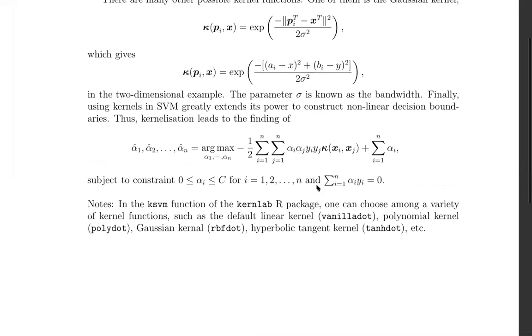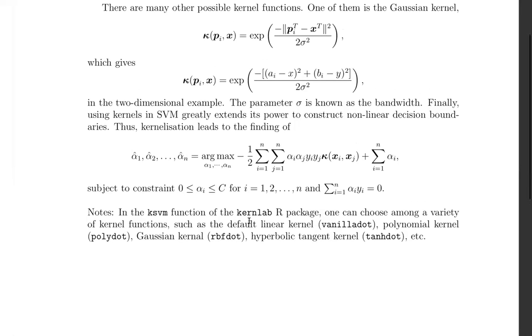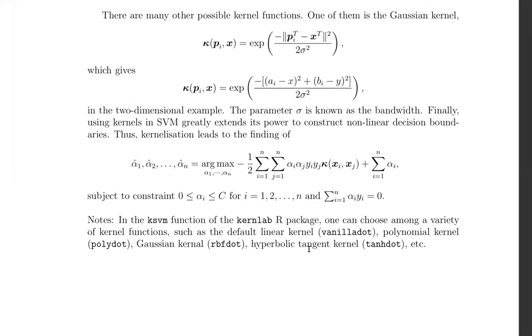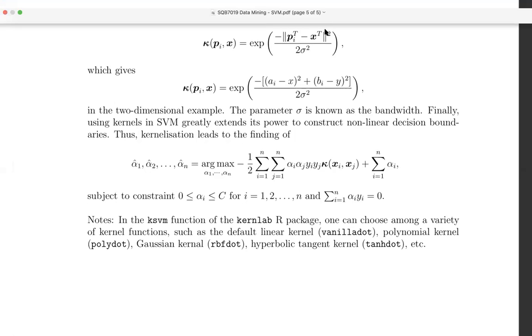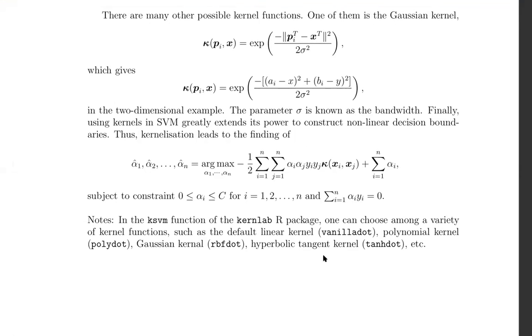Because of that, the kernels that are available are the linear kernel. In R, that's called vanilladot, right? Vanilla means original. Then the polynomial kernel, polydot. The Gaussian kernel, rbfdot, which is also called radial basis function. Radial basis function is your Gaussian kernel. And the hyperbolic tangent kernel, tanhdot. Hyperbolic tangent is some function like this.